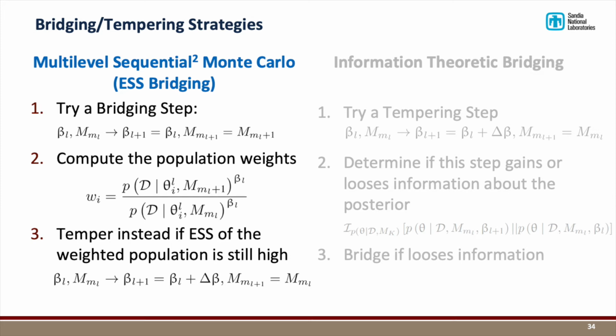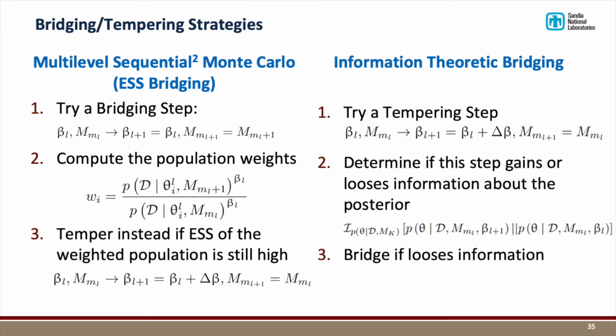If the effective sample size for this population is still high, then you don't need to bridge and your current model is still doing a good enough job. And so you can temper instead of bridging. Otherwise, if it was too low, it's important to bridge if it degenerates more.